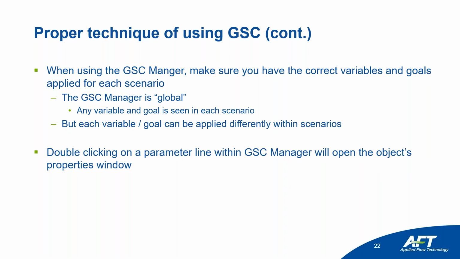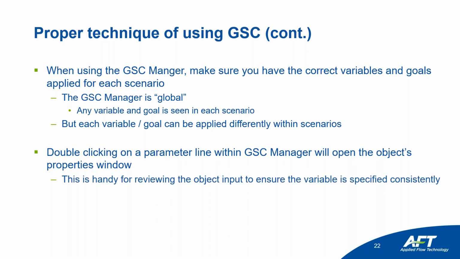Quick tip, double clicking on a parameter line within GSC Manager will open the object's properties window. I had done that previously, so you saw if I double clicked on that line, it popped up my orifice, and that way I could see that it is not varying area, it was varying diameter, because that's what I specified in the orifice. The variable interface in the GSC Manager doesn't necessarily tell you what the units are or which specific setting you're varying, because some junctions have multiple. So it helps to get your mind situated by opening it up, to ensure the variable is specified consistently.